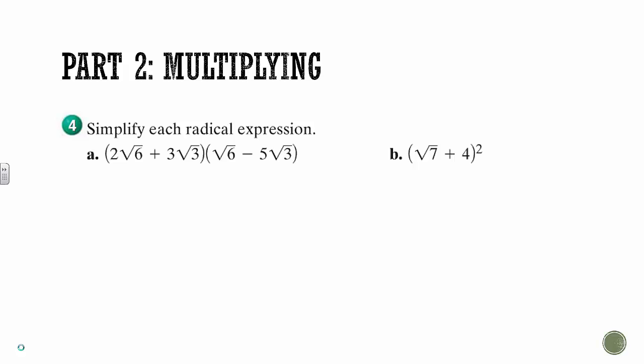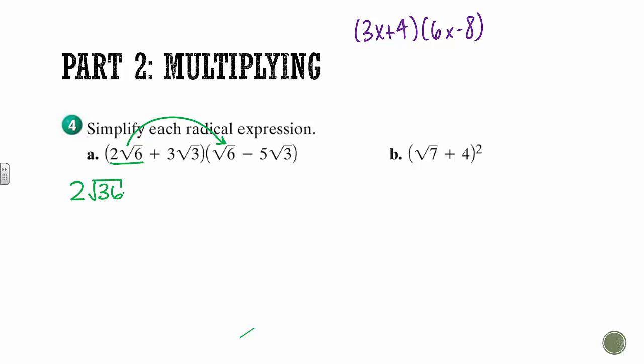And when we have ones like this, all we have to do is double distribute. Just like if I gave you something like 3x plus 4 times 6x minus 8, you would have to distribute the 3x and then distribute the 4. So let's do A together. So I'm going to take 2 root 6, multiply it by root 6. So insides get multiplied together and outsides get multiplied together. And then 2 root 6 times negative 5 root 3. So the numbers on the outside are 2 and negative 5, and numbers on the inside are 6 and 3.